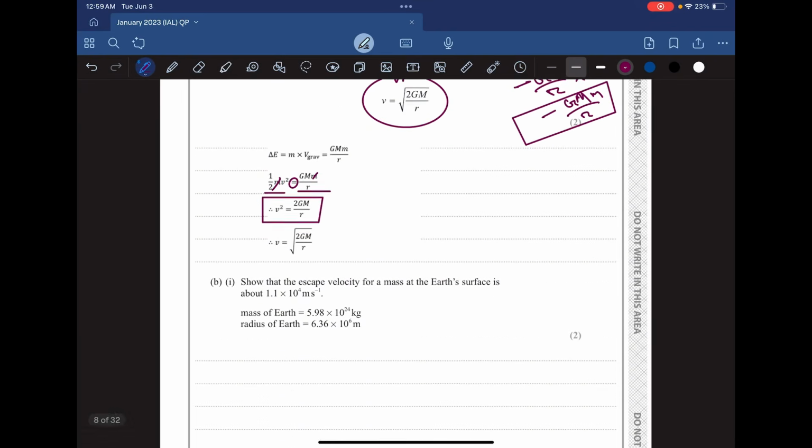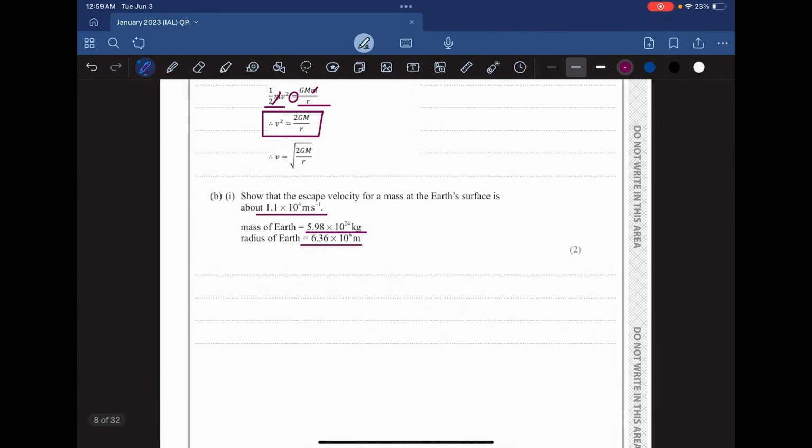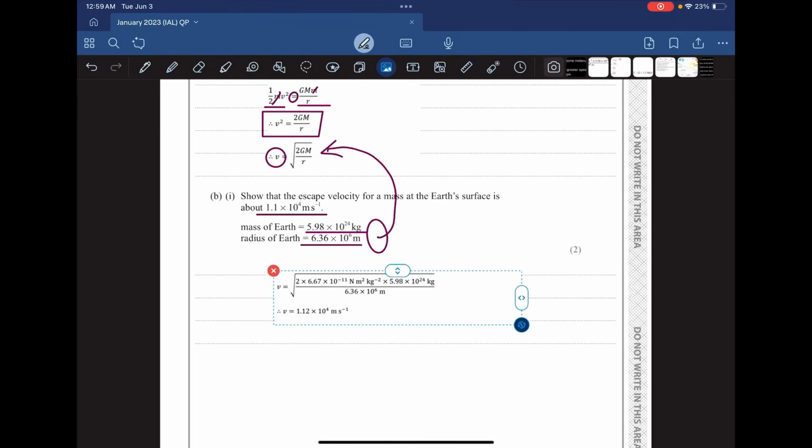Hopefully you guys have understood it. Now moving on to the B part, it says, show that the escape velocity for a mass at the Earth's surface is about this. They have given us the mass of the Earth and the radius of the Earth. Nothing else. We will just have to put these two values in this equation to calculate this escape velocity.